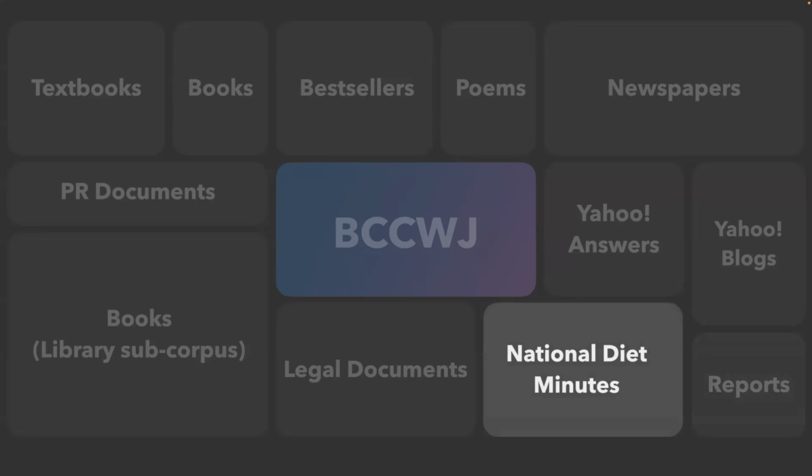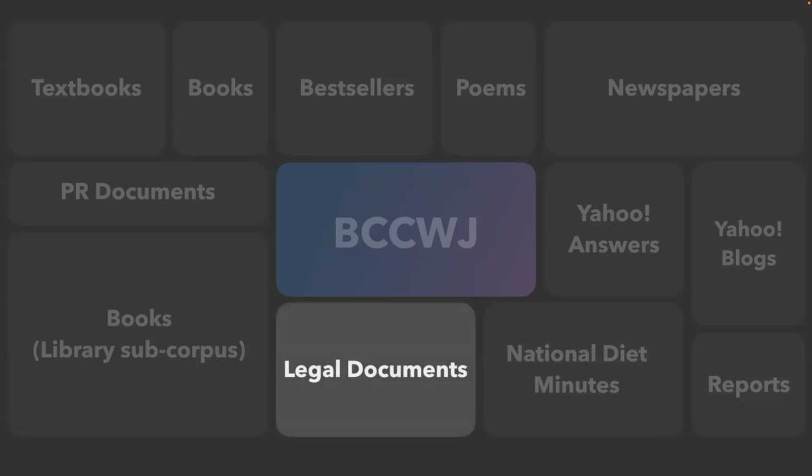National Diet Minutes used meeting minutes data from 30,000 meetings held between the 77th and 100th Congress. Legal documents is a random sample of all laws published during the 30 years from 1976 and still in effect in 2009.